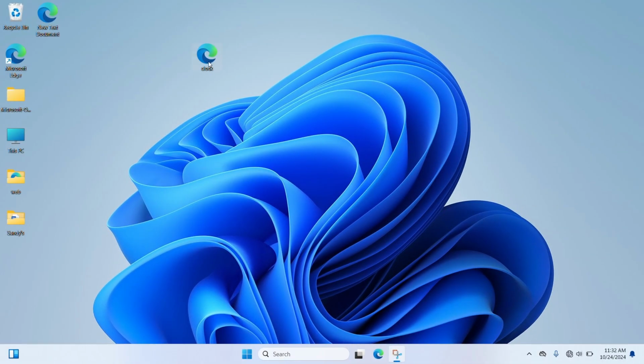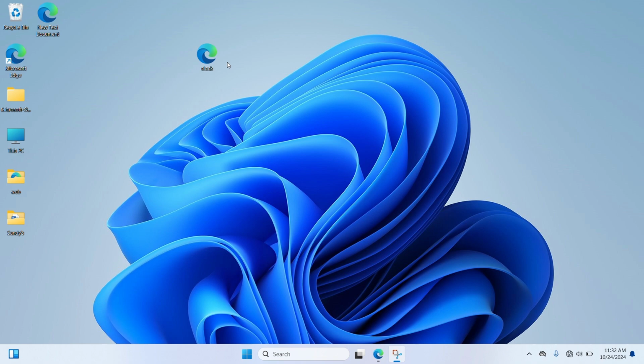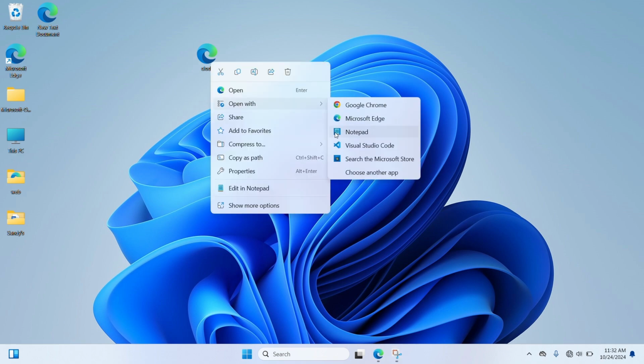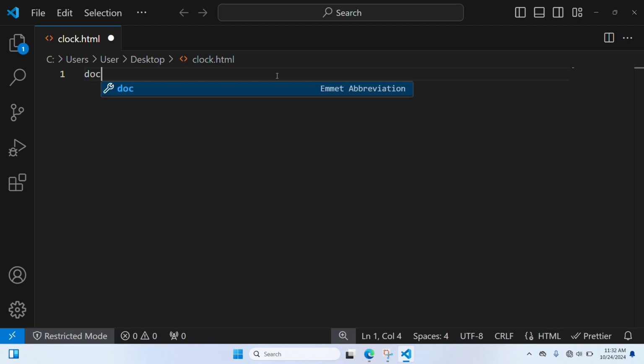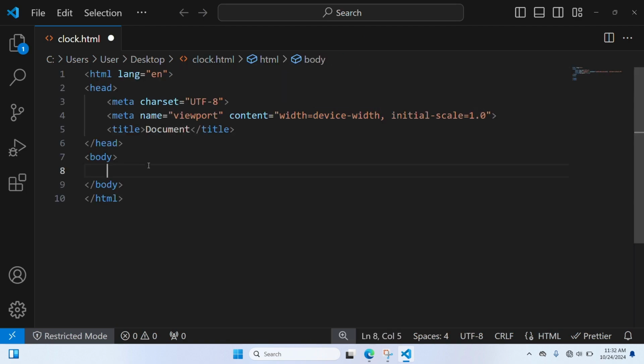Here we have one HTML file, that is clock.html. Now it is blank. Let's open it with our code editor. Now in this HTML, I'm going to write the basic HTML. After that, we will create one canvas element and we will give one ID. Let's say myCanvas, and we will give some width, say 500, and some height, 500. After that, we will add the script.